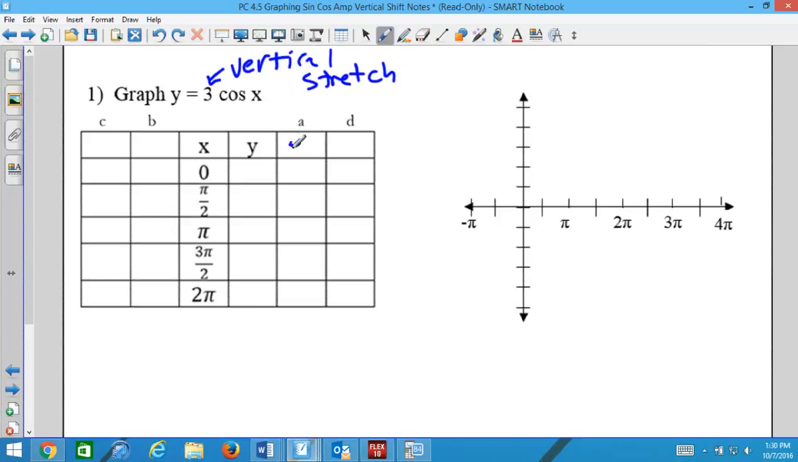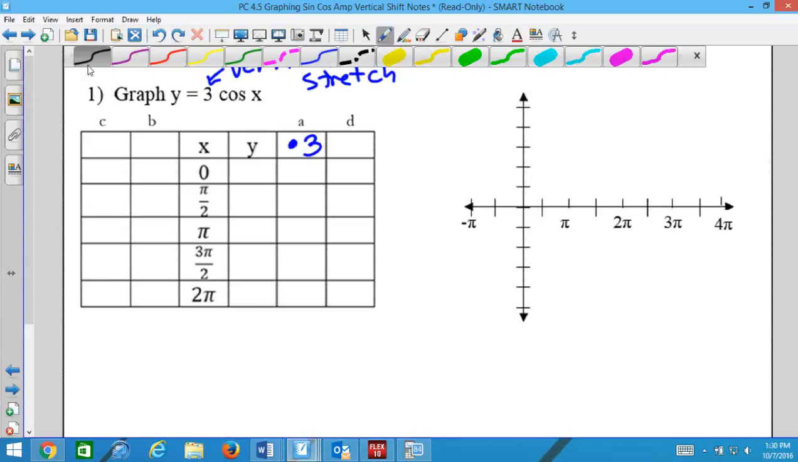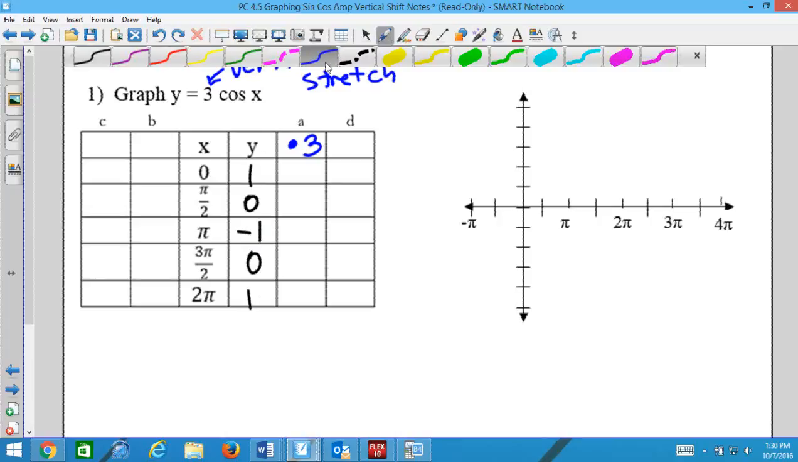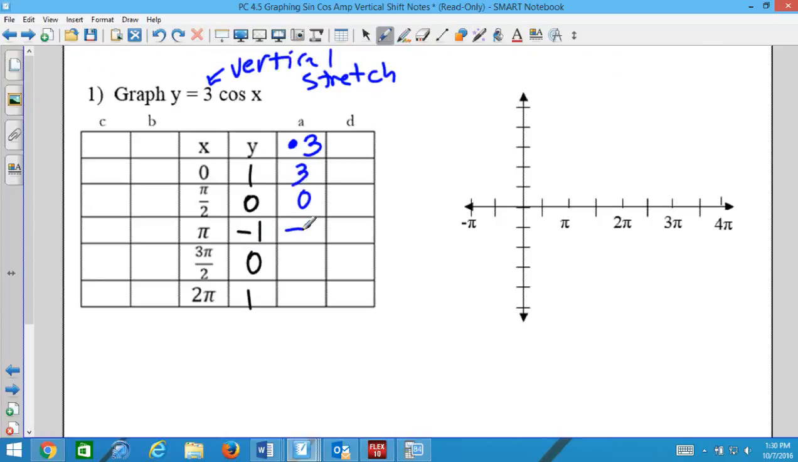So that we put in the A column. And this is cosine, and cosine starts at 1. We'll multiply everything by 3. All the y's by 3, I should say, not everything. And then we go to graph the x column and the times 3 column. That's what we graph.